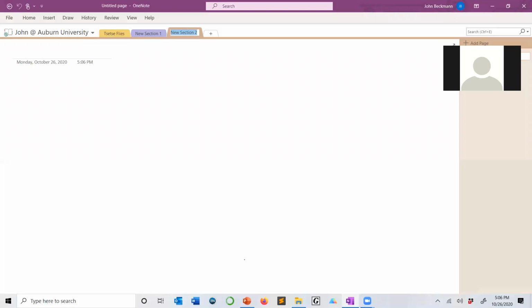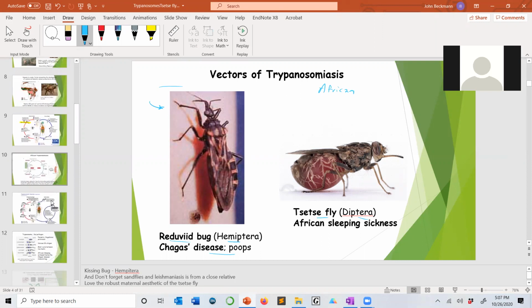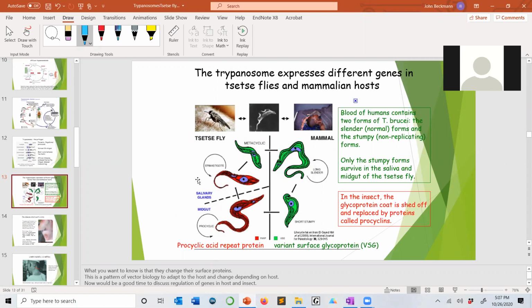I want to talk about the kinetoplastids now, if I can get a picture of them. Kinetoplastids are these strange single cellular eukaryotic organisms that look kind of like this. And they have like this big flagella.